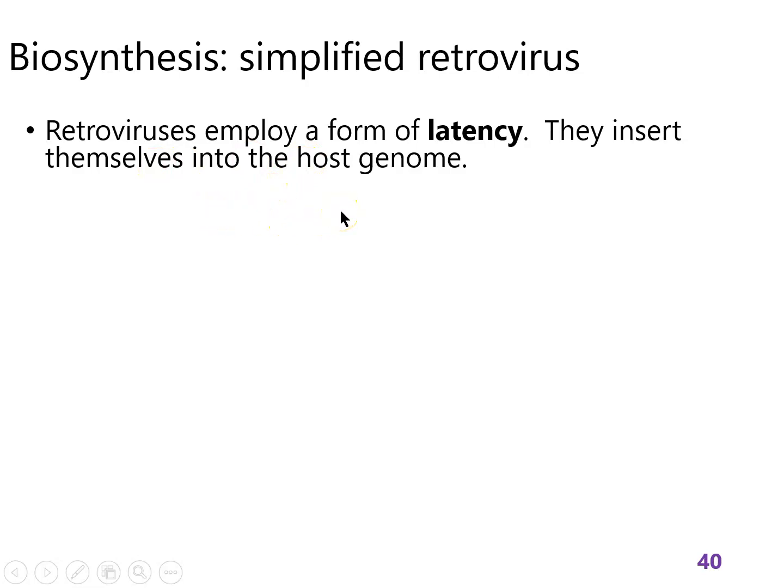And then the last one that I want to show you in terms of biosynthesis is a retrovirus. And retroviruses bring up a whole different idea because they use a form of latency as an essential part of what they do. They want to insert themselves into the host genome. So why do they want to insert themselves into the host genome? Well, remember what I said a virus is. A virus is information. It is the nucleic acid sequence that encodes all the instructions for making a virion.